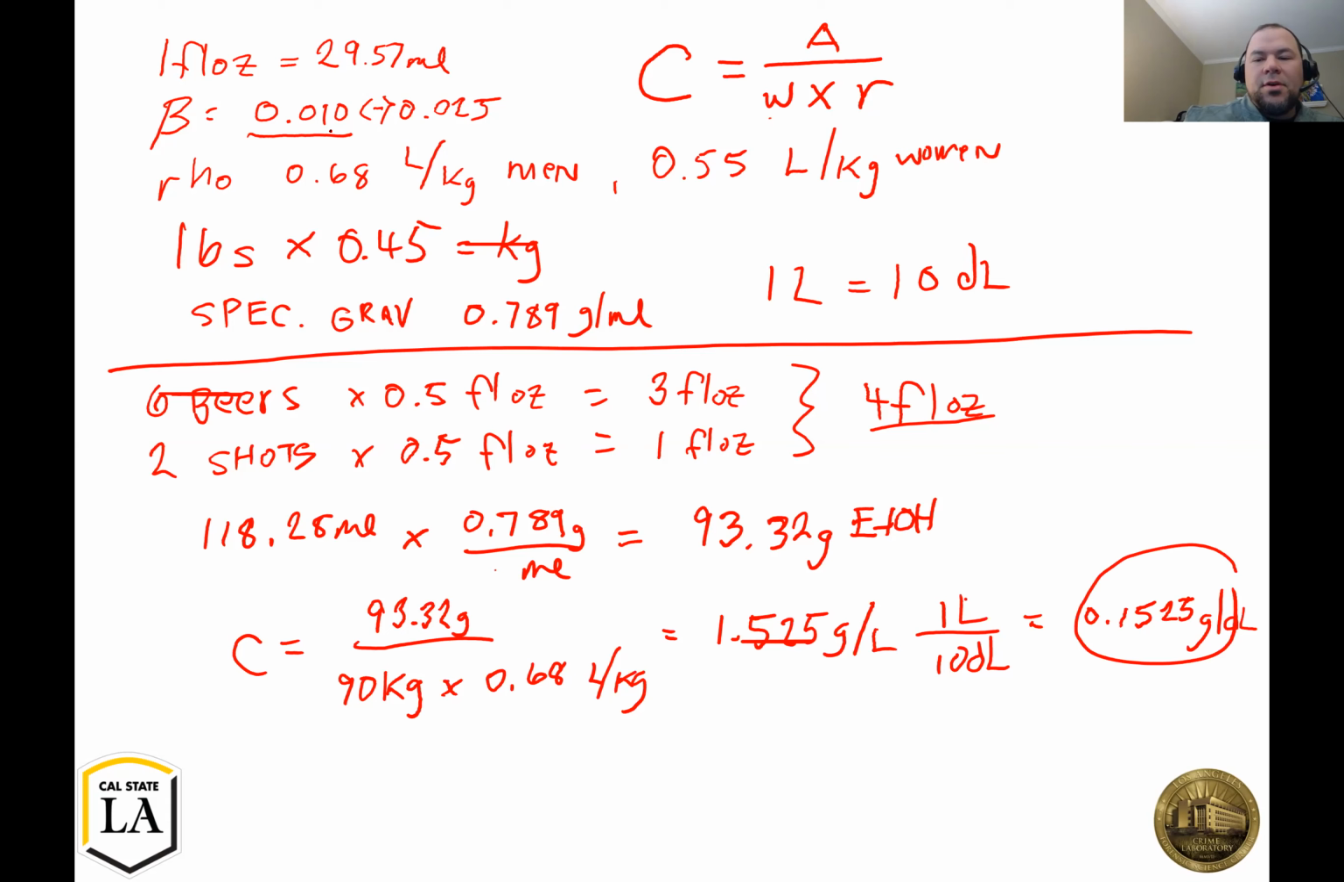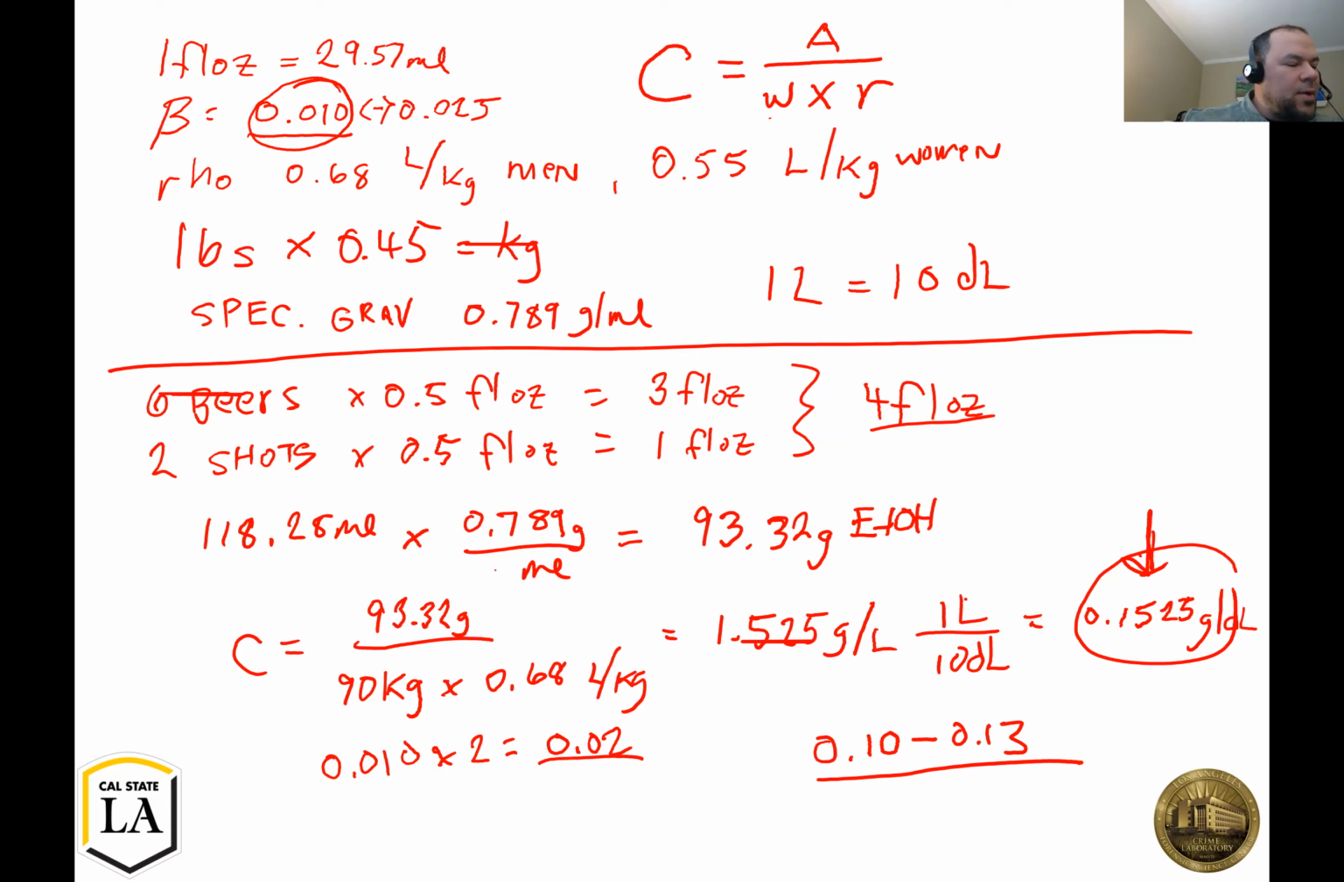So here's your number. If you're going to use this first rho, 0.010, you're basically going to go 0.010 times 2 hours is 0.02. Pretty simple. You would subtract that from this number here, and then you would do it again for the 0.025 and subtract that number, and then you would have a range that would be roughly 0.10 to 0.13. And that's going to put you in that range.